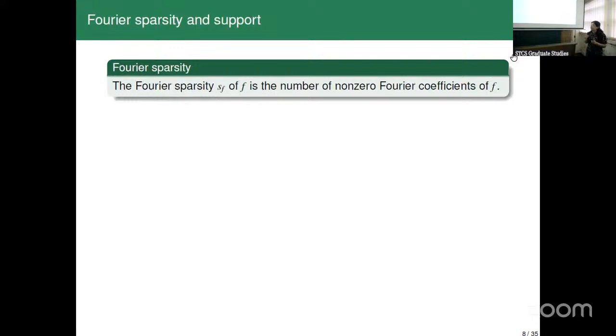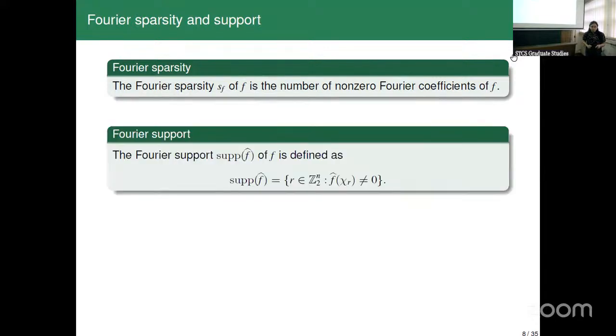Fourier sparsity is the number of non-zero Fourier coefficients of f. And Fourier support is the set of all r for which the corresponding Fourier coefficient is non-zero. So Fourier sparsity is basically the size of the Fourier support of f.